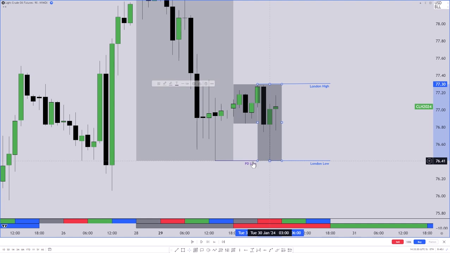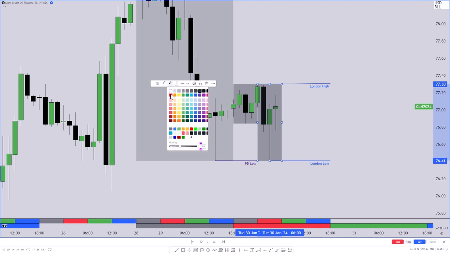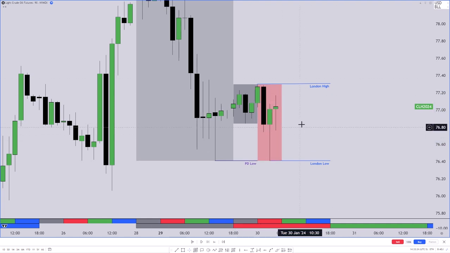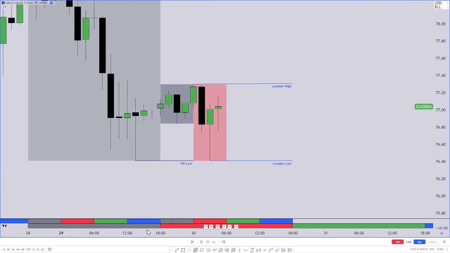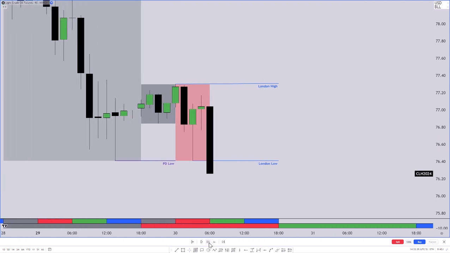This right here would be our manipulation, right? And now here's the thing, our distribution, we want to see that begin within Q3. So therefore, London sell side has to be swept, right? So if we can do it like this, Q1, this is our first quarter because it opens at 6, right? Q1 has swept the London low, right?